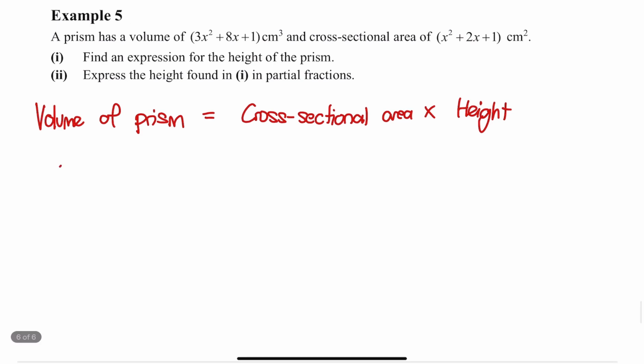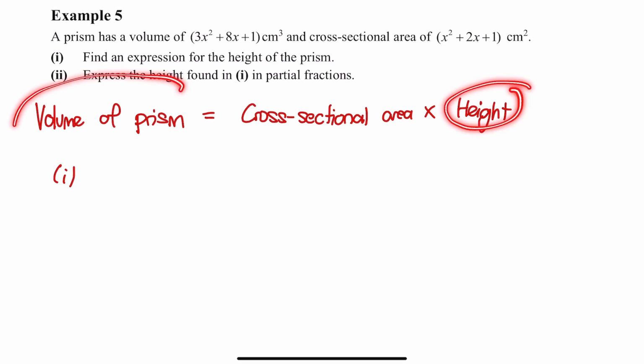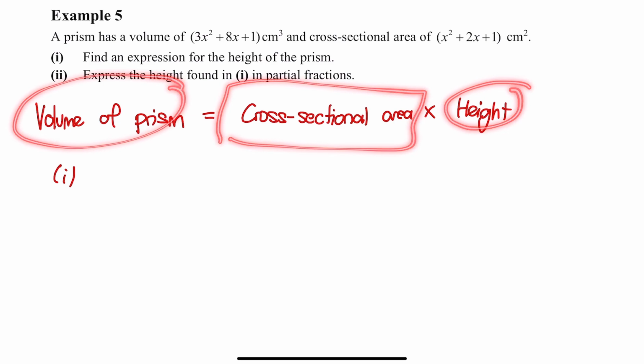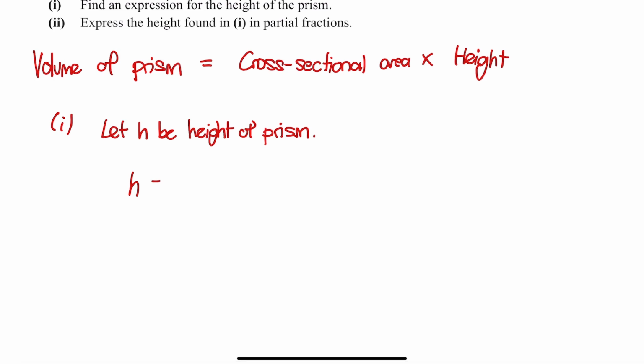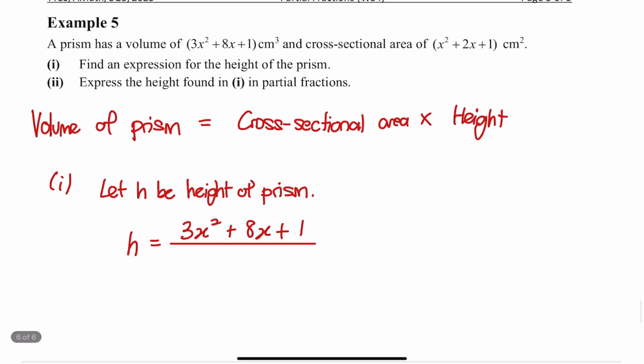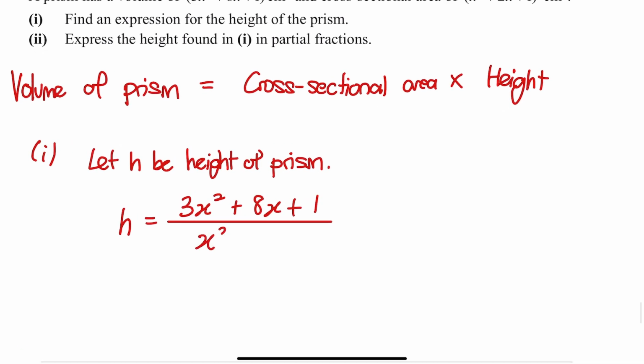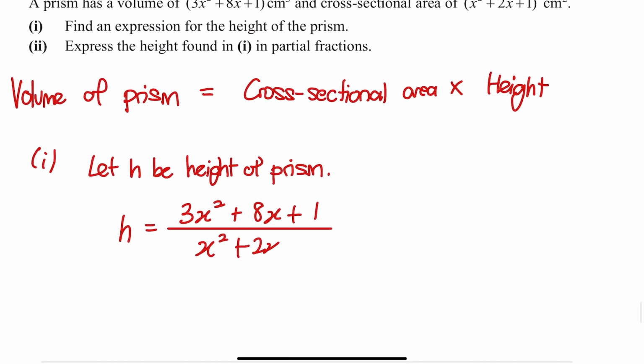Okay, so for part 1, find the expression for the height of the prism. Height is simply volume divided by cross-sectional area. So over here, let h be the height of the prism. Then h will be equal to 3x squared plus 8x plus 1 over the cross-sectional area, which is x squared plus 2x plus 1.